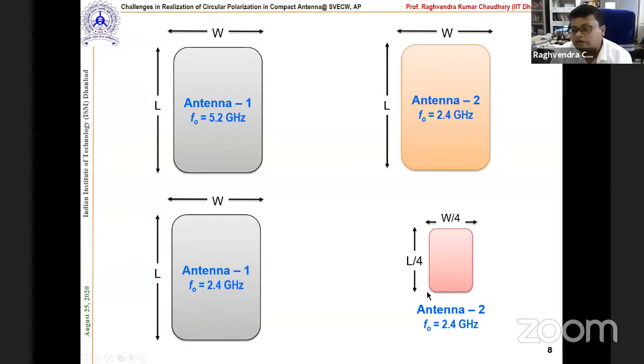So in our last lecture, those who were present, I explained the concept of the composite right left handed transmission line and all that. I'll try to explain a little bit again, so that you will get some idea here. So how will we do the miniaturization? After that miniaturization, we have another challenge: how can we incorporate the circular polarization, correct? So we'll be talking about that. So this is actually what miniaturization is, fine.